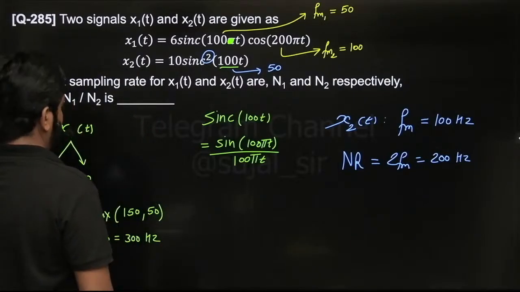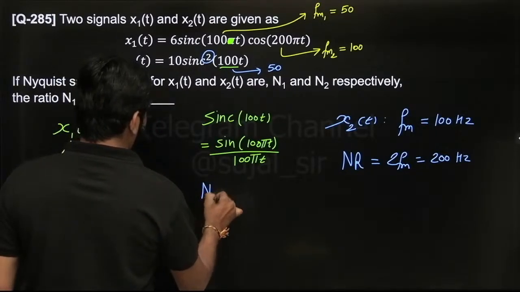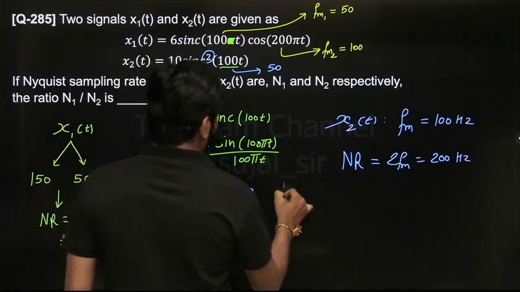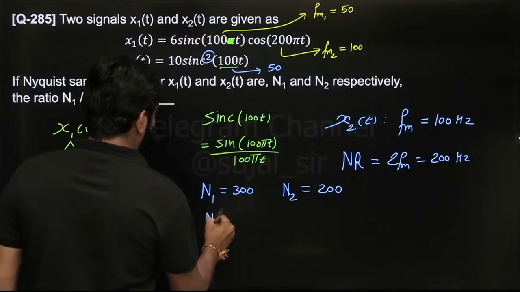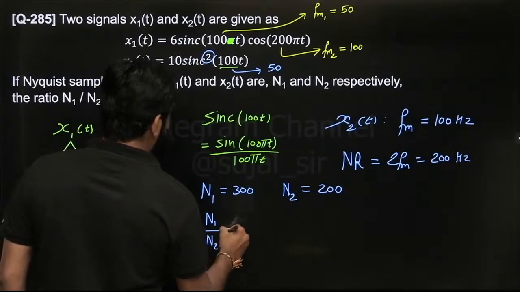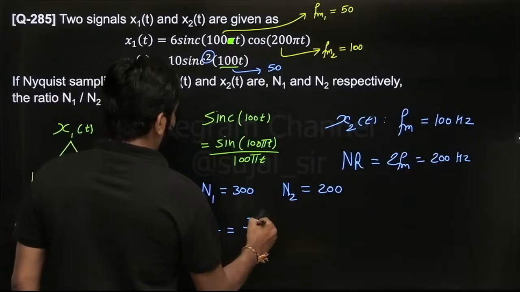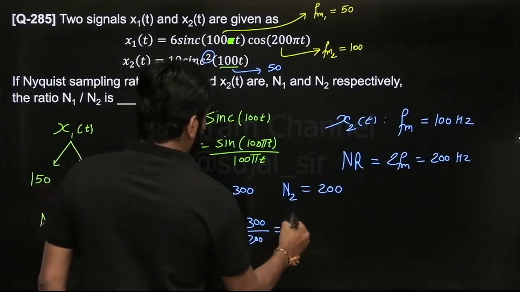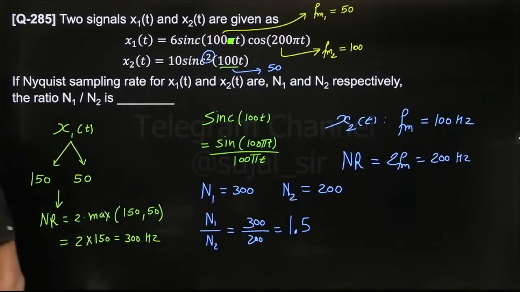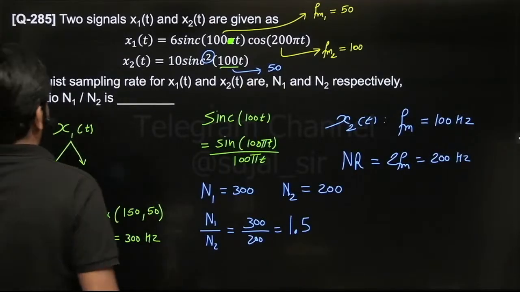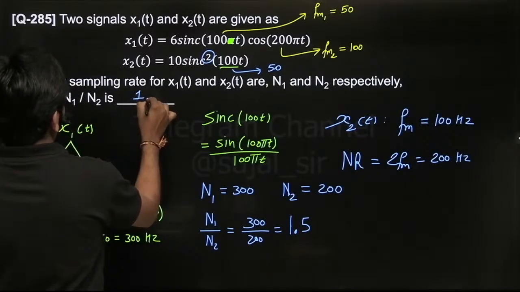So they are asking for n1 by n2. n1 is nothing but 300, and n2 is nothing but 200. So n1 by n2 is equal to 300 by 200, which is equal to 1.5, guys, correct? Is this clear? So the answer is the ratio 1.5.